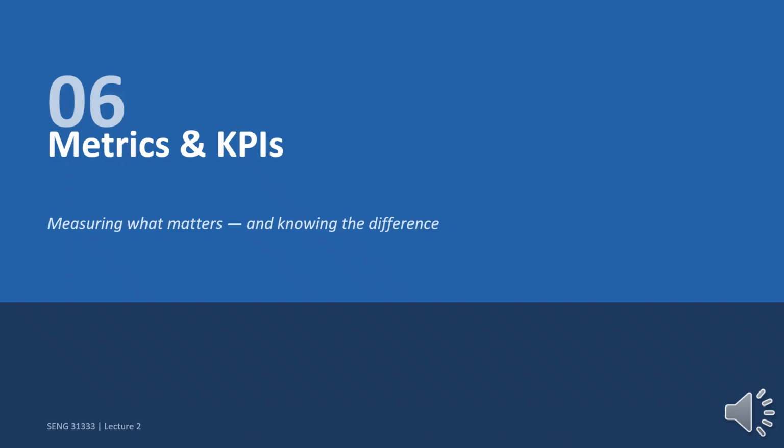We arrive at our sixth and final section, metrics and KPIs. This is arguably the most practically important topic in today's lecture, because no matter how sophisticated your BI platform is, it is only as useful as the measures it tracks. Choosing the wrong metrics is one of the most common and most costly mistakes organizations make in BI.